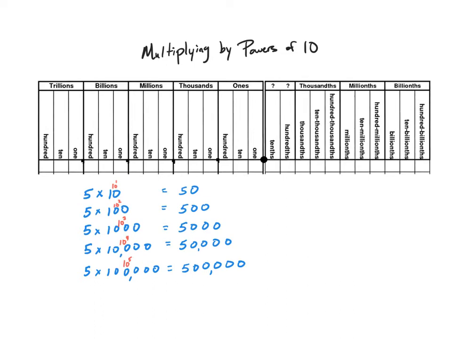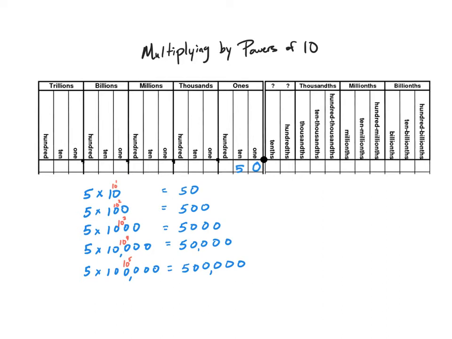So I have a 5 in the ones place, and when I multiplied that 5 by 10, I got 50. So the only way for me to get 50, change that 5 into a 50, is to move it into the tens place. So I'm going to take that 5 and put it in the tens place. Once it's in the tens place, I can fill in the ones place also with a 0, because there is nothing in the ones place.